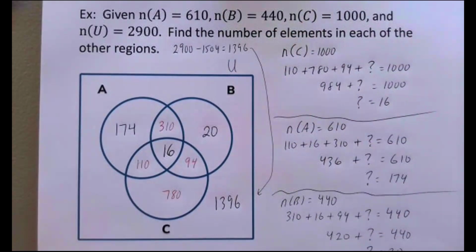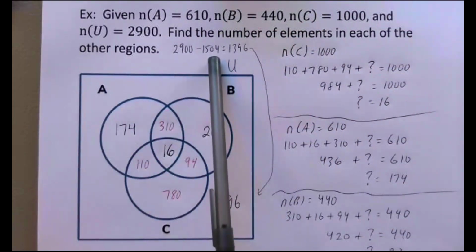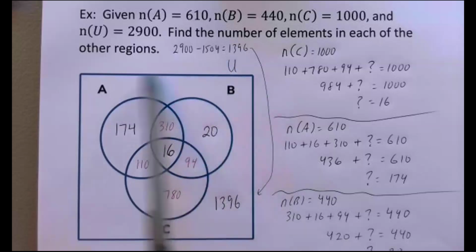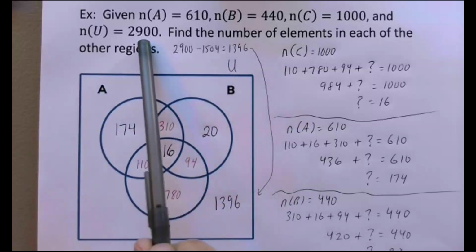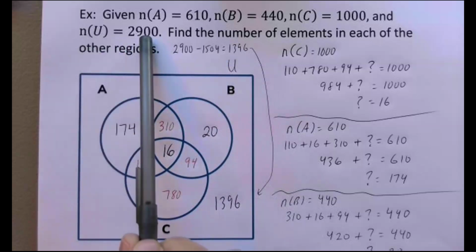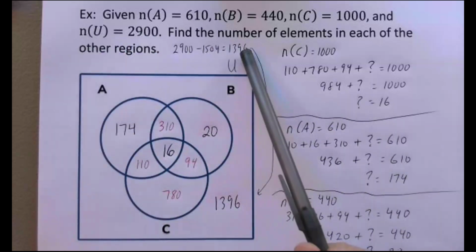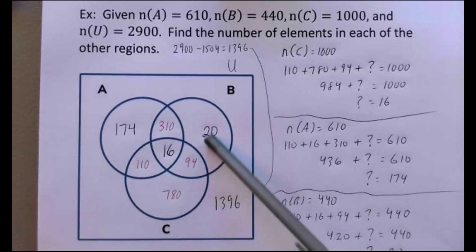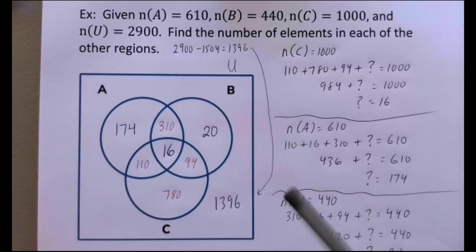Let me recap how we did that. All the people that were accounted for so far at this point had added up to 1504. But we knew that the whole rectangle was supposed to add up to 2,900 because that's what it says right here. So the difference between those is 1,396. We still had not accounted for 1,396 people. That just means they're out here. That just means they're not in any of the circles. They're part of the universal set, but they're not in set A, they're not in set B, and they're not in set C.